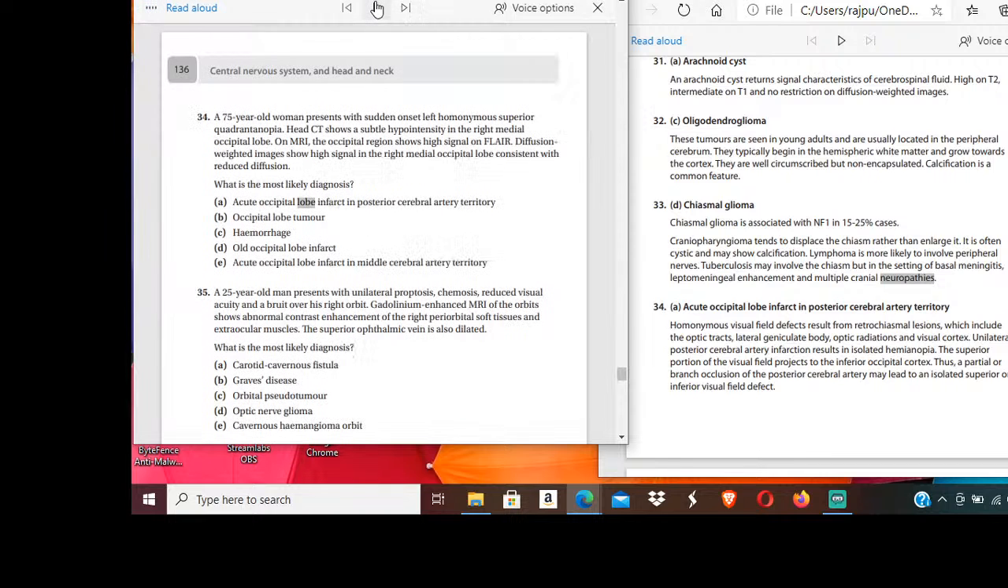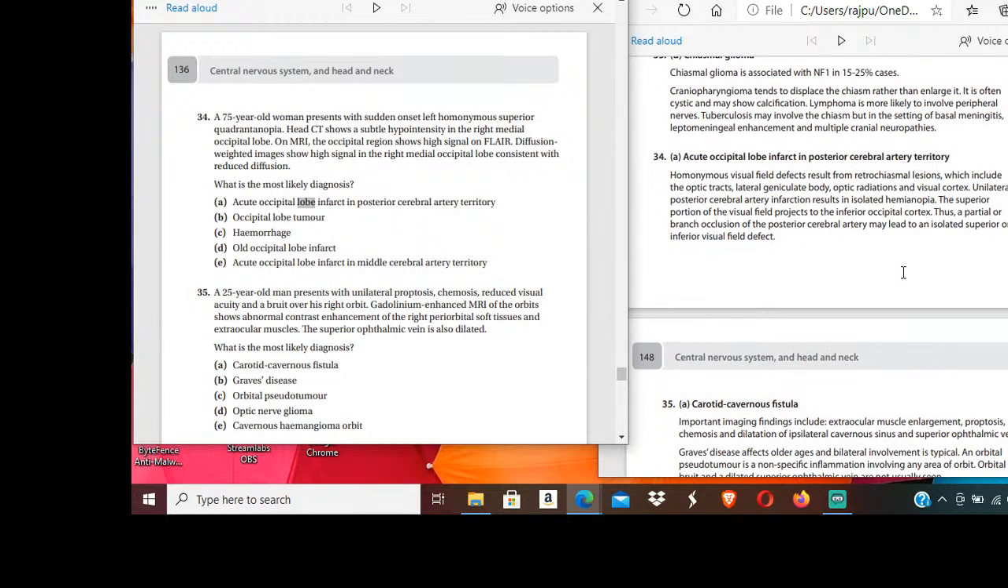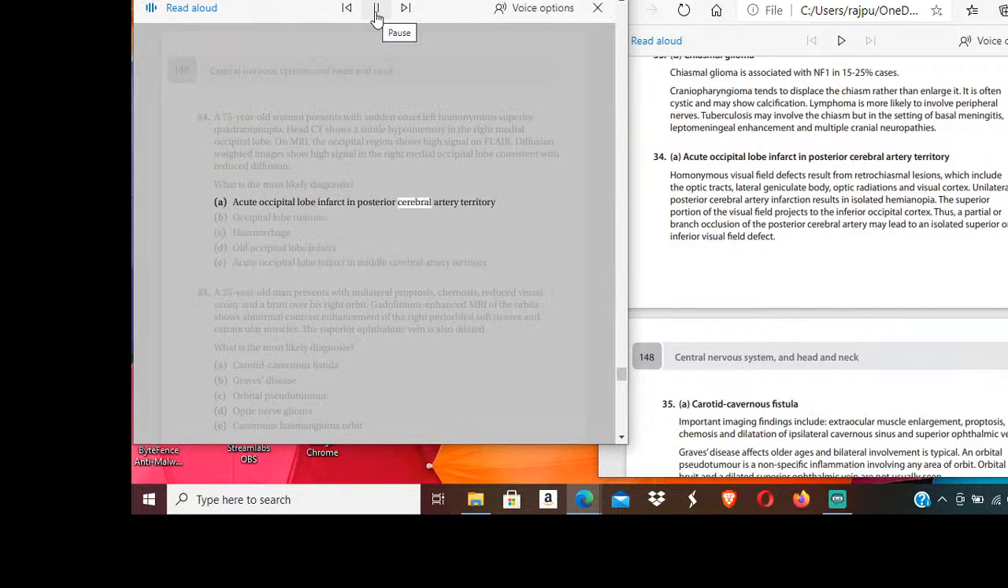A. Acute occipital lobe infarct in posterior cerebral artery territory. B. Occipital lobe tumor. C. Hemorrhage. D. Old occipital lobe infarct. E. Acute occipital lobe infarct in middle cerebral artery territory.